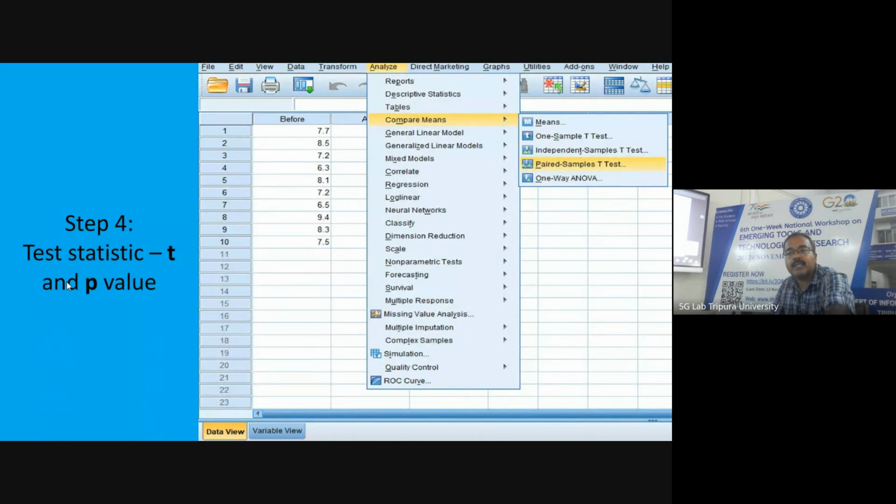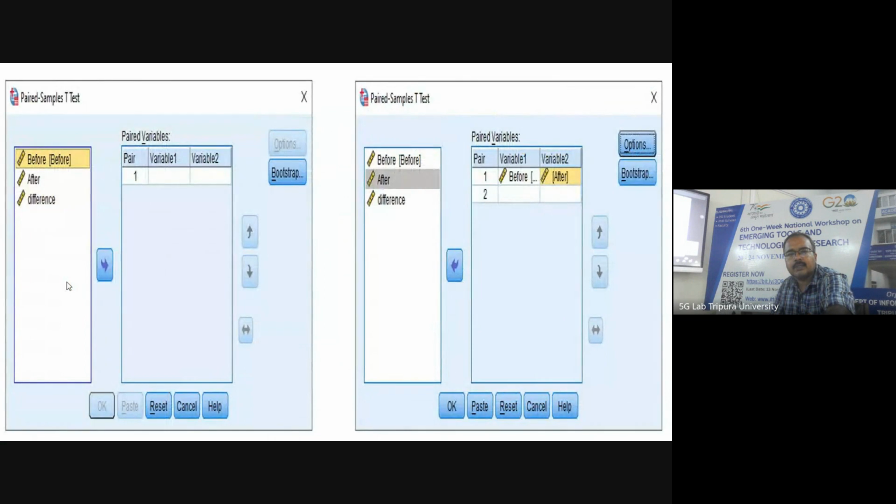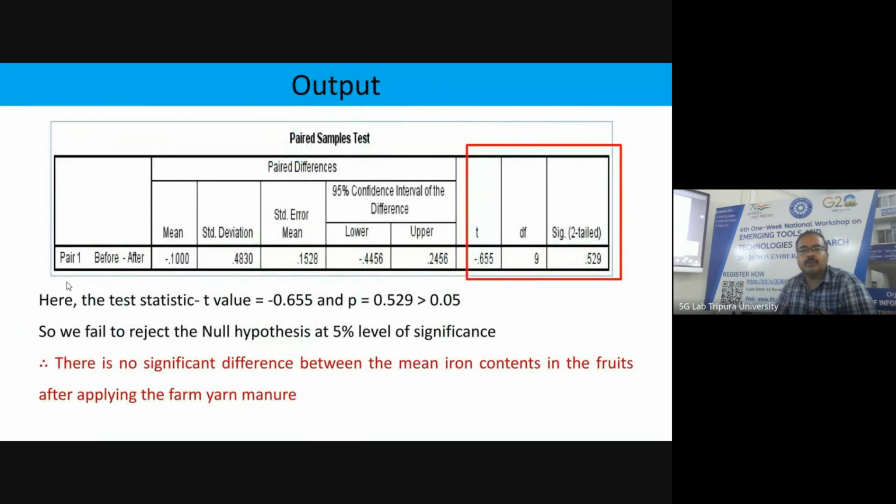Compare means, paired sample t-test. Now two variables are there. Pair one: variable one is before, variable two is after. It gives you this result. Here the test statistic t value is minus 0.655 and the p value is 0.529.